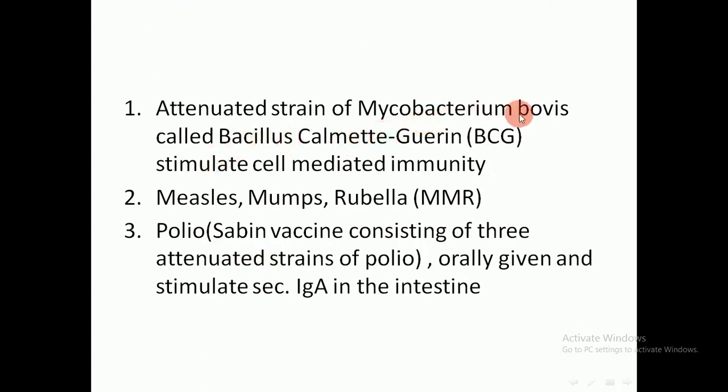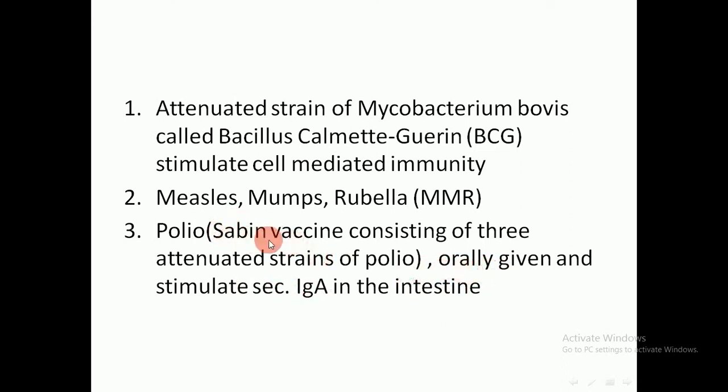Second, the attenuated strain of Mycobacterium bovis, which is called Bacillus Calmette-Guerin, BCG, stimulates cell-mediated immunity and is used in vaccination against TB, and measles, mumps, rubella, MMR, and the polio Sabin vaccine. It consists of 3 attenuated strains of polio, is given orally and stimulates secretory IgA in the intestine, because it is fecal-oral transmission and we must stimulate immunity in the intestine by production of secretory IgA. So give the vaccine orally.